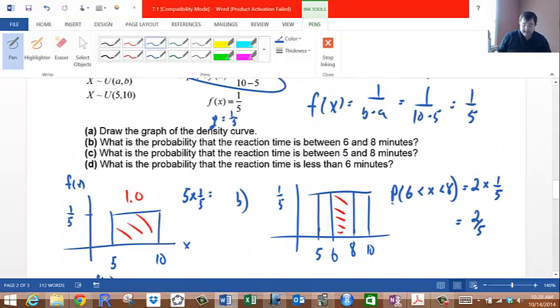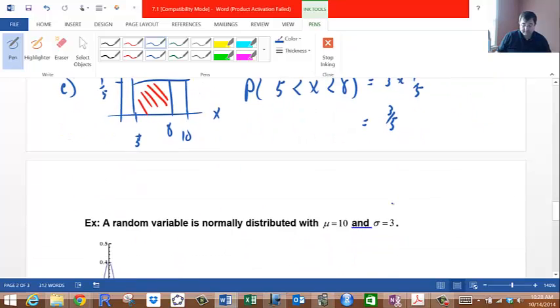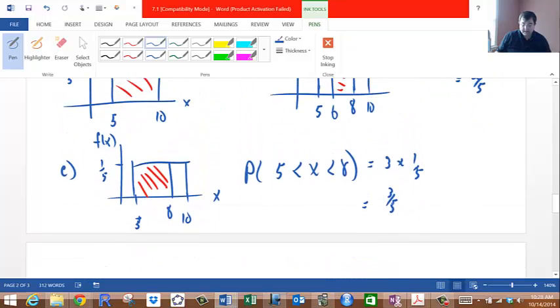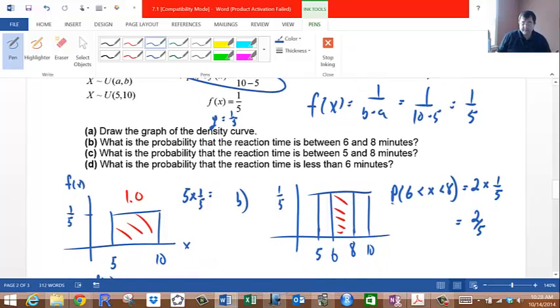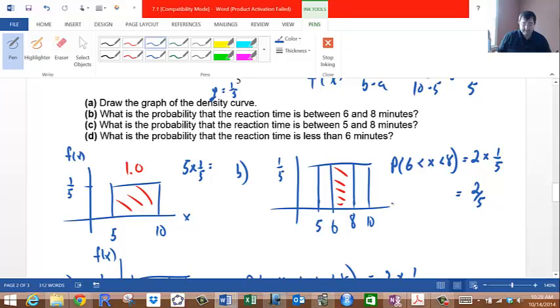Okay, and D, less than 6. So I tell you what, I'll let you guys try D. You try D. I'll give you a second. You can pause the video. Okay, so let's see if you got the right answer here. Less than 6, so that's going to be 1/5. So the probability that X is less than 6 is 1/5.